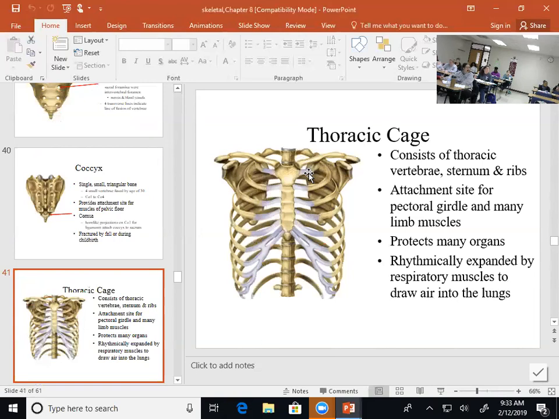By the way, the apex of your lungs actually comes above this. So this clavicle is protecting your ribs above this. People don't realize you can get hit in the neck and collapse a lung because the apex of your lungs are pretty high, actually, up in here.